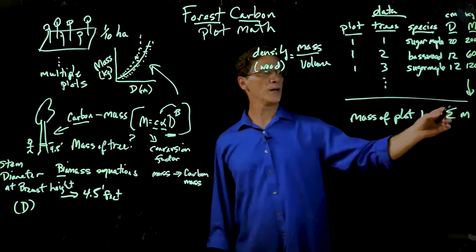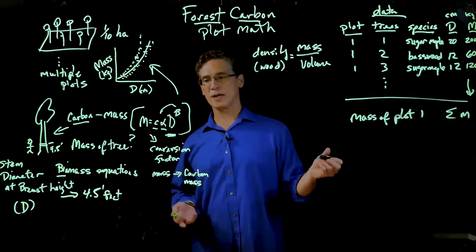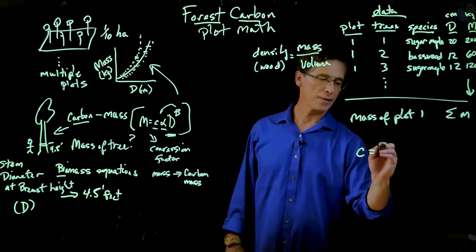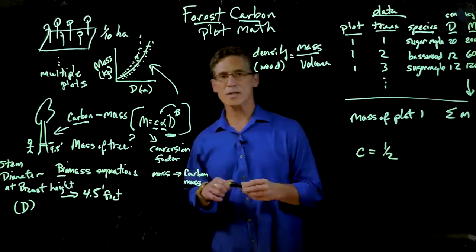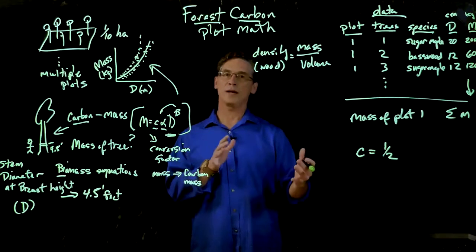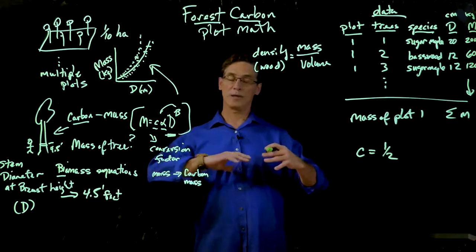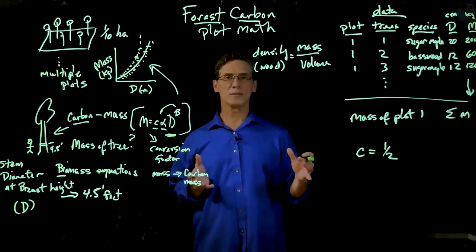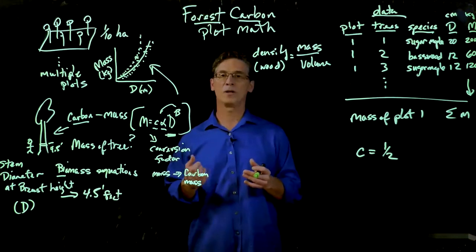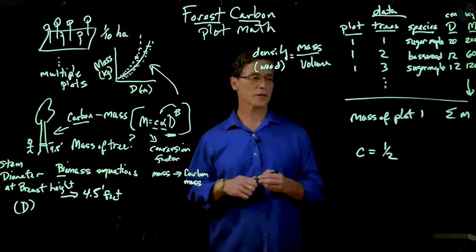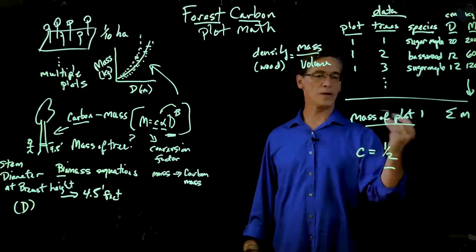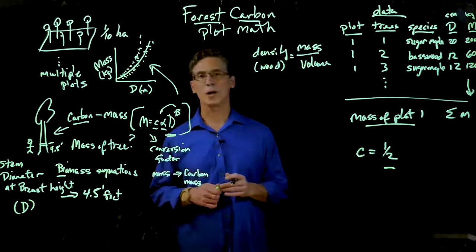Now, remember, if we get the mass, then we also have to convert that into carbon. So the typical conversion factor is basically a half. And that's because studies have shown that if you take parts of a tree and you weigh them, and then you basically divide them up into all the pieces using mass spectrometry or some other lab methods, about 50% of that matter is carbon. So we typically use this as a rule of thumb. So basically, once you get your mass per plot, then you can convert that into carbon per plot by cutting that number in half.